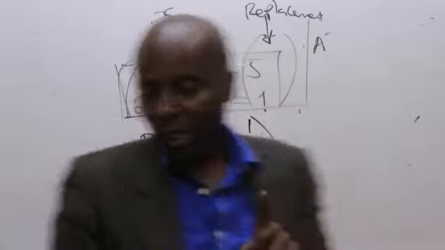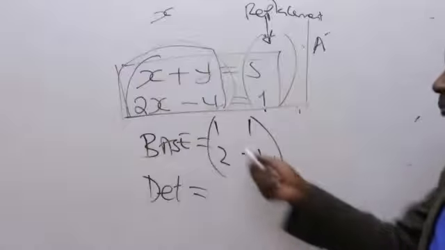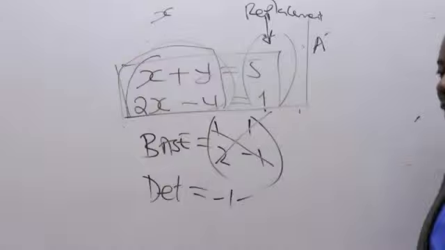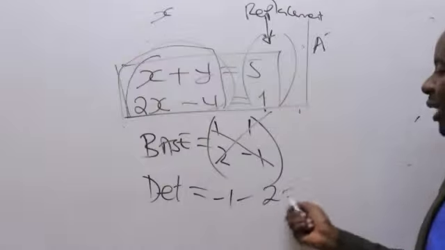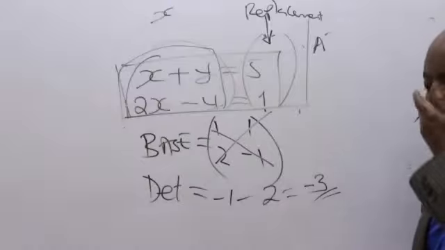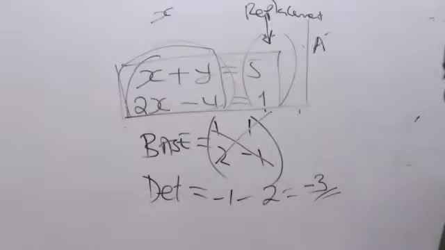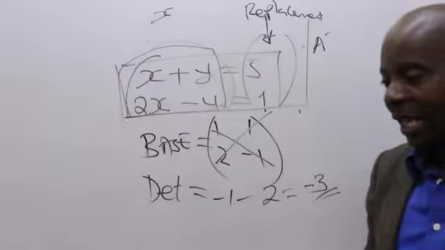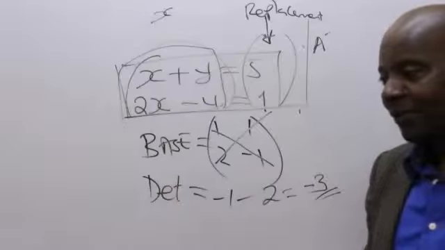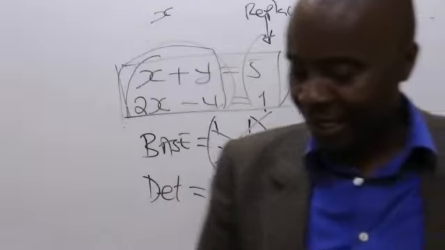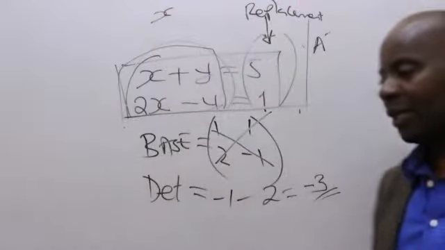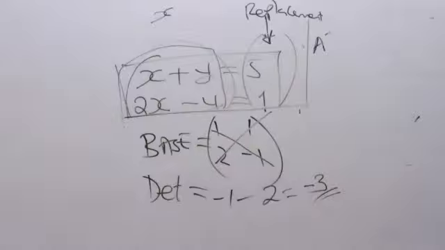Determinant will be product of primary. Product of primary is minus 1. Minus product of secondary. You take 2 times 1, that gives me 2. That is how, HP man, I was able to get minus 3. That's how I was able to get minus 3. Does that make sense? Thank you very much. I hope it makes sense. HP man, does this make sense really to you?